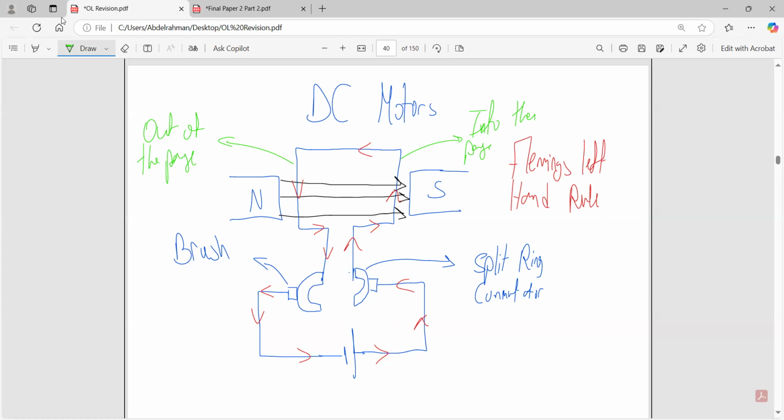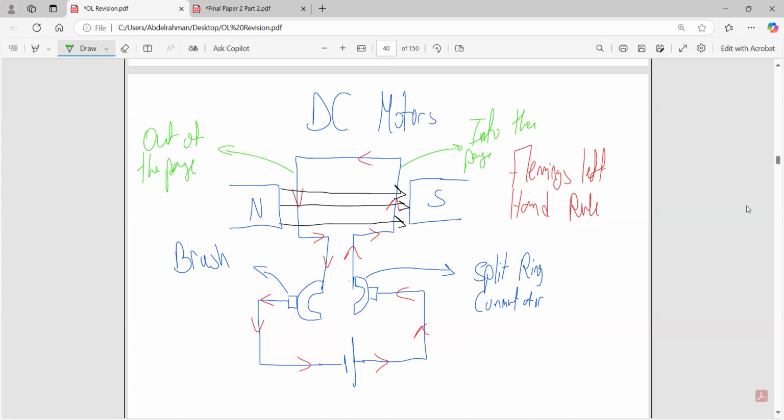So you have your middle finger moving upwards, and therefore the thumb, which is the force, is moving into the page. The left hand side is moving out of the page, the right hand side is moving into the page. It will keep on rotating due to the split ring commutator, which allows this rotation. Why? Because it keeps on changing.